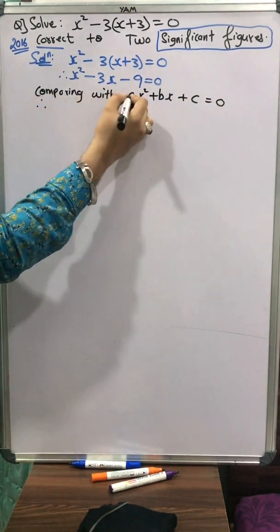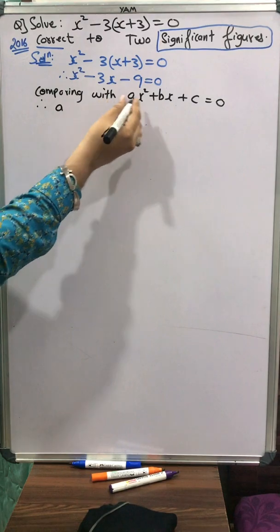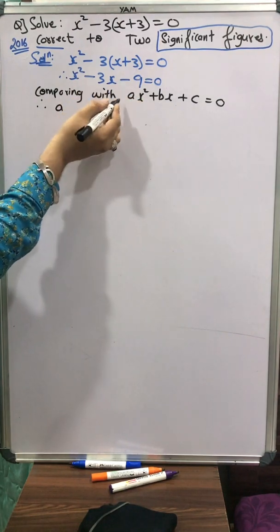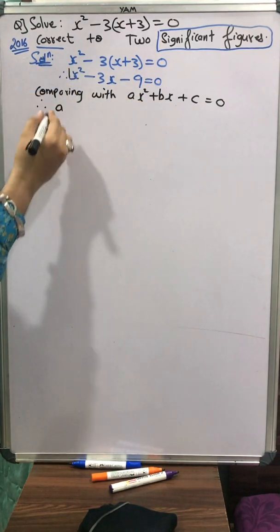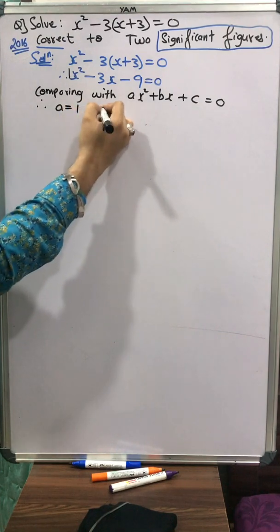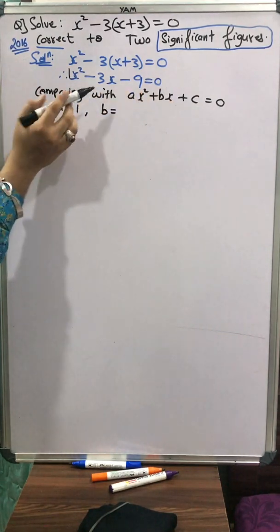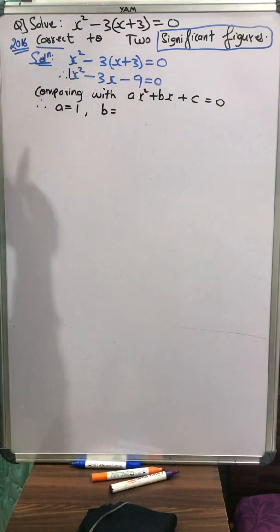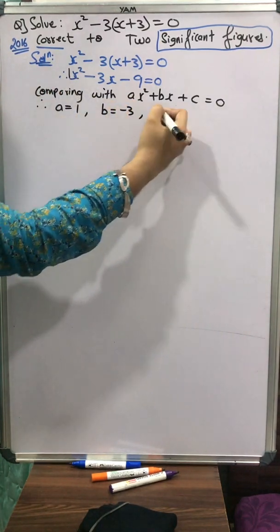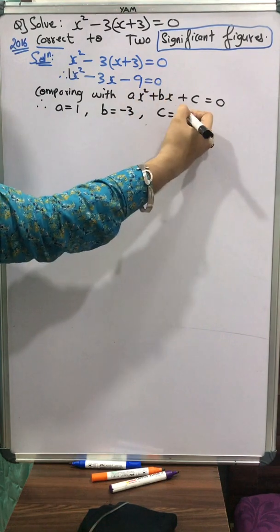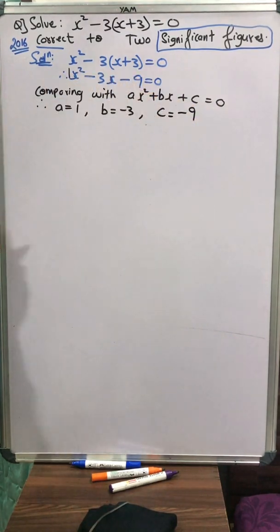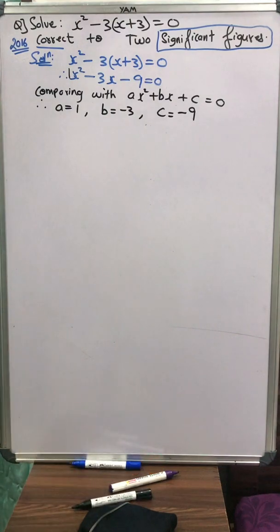So therefore, what will be the value of a? Value of a is nothing but the coefficient of x square. Where there is nothing, it's always 1. It's plus 1. So a is 1. Value of b. B means coefficient of x. Be careful. Coefficient of x is minus 3, not 3. And coefficient of c, the constant, is minus 9. Be careful. It's not plus 9. Okay. So the first thing is, we'll find the value of b square minus 4ac.